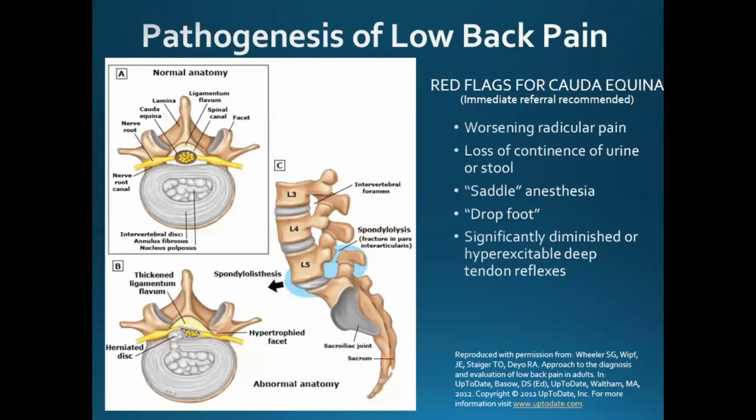Something called saddle anesthesia. Imagine where your behind would touch a saddle if you're riding a horse. If you have worsening numbness in that area, that's a bad sign for somebody with low back pain. The way I bring it up, hey, are you numb anywhere your underpants touch you? Same kind of thing, right? Except for when they're like, I'm not wearing any. Remember that old guy? And I was like, ooh.